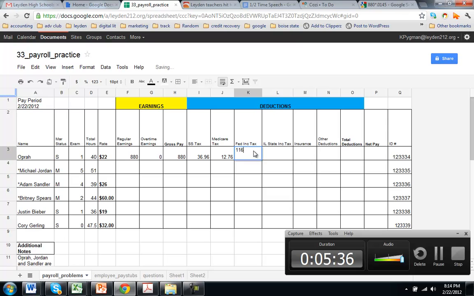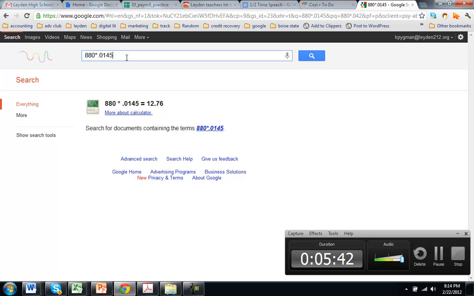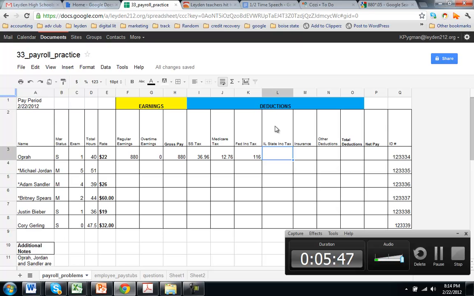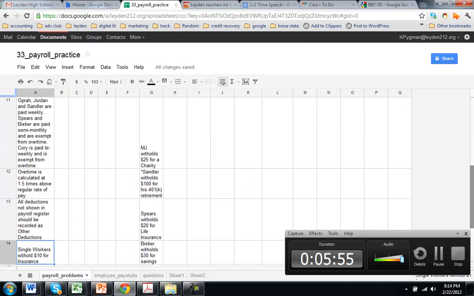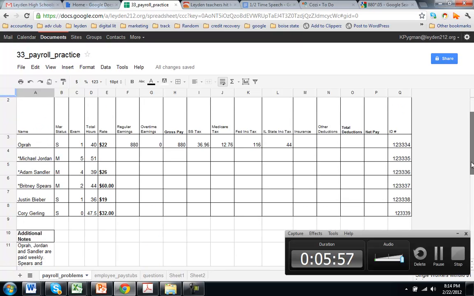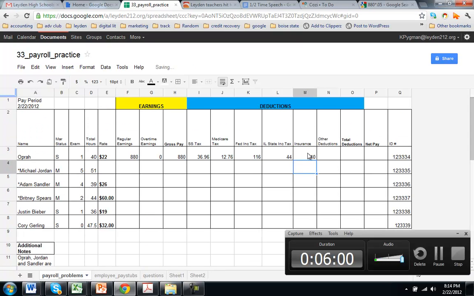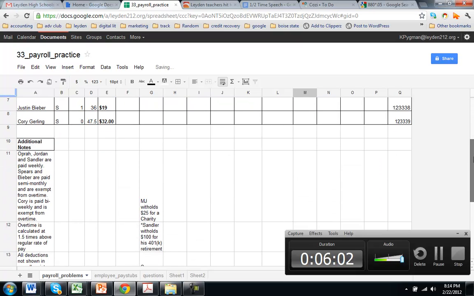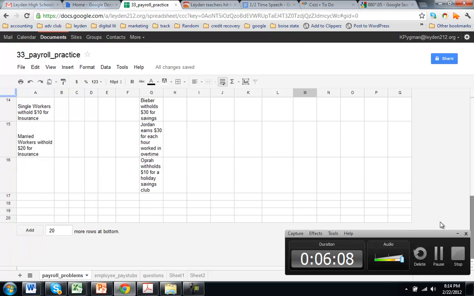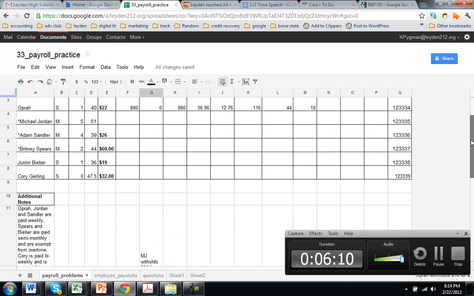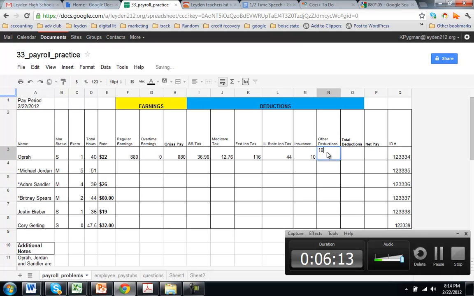So now we do 116. Then we do the state of Illinois income tax rate. 880 times the state of Illinois rate, which is 5%. And we get $44. My chart notes say that single workers withhold $10 for insurance. So I'm going to put 10 here. I'm going to check to make sure Oprah doesn't have any other deductions here. Looks like Oprah withholds $10 for a holiday savings club. So I'm going to put $10 there.